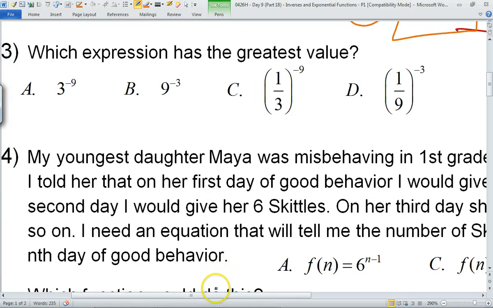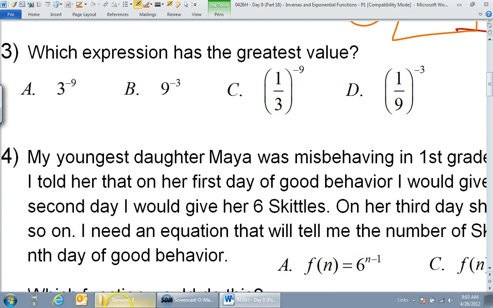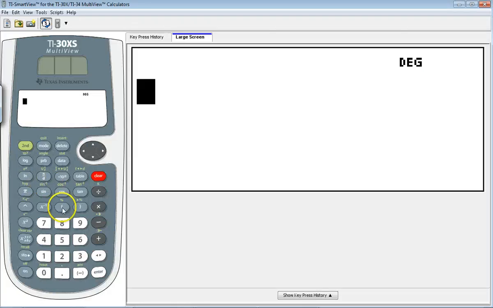Looking at these, I'm supposed to tell which one has the greatest value. What would be an easy way to figure that out? Yeah, we could just put them in the calculator. All right, let's do that super fast. Can you guys read me the expressions because I have to switch to the calculator? What was the problem? 3 to the negative 9 power. I forget exactly how it was written. So 3 to the negative 9, like that.